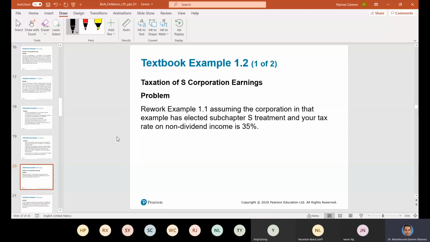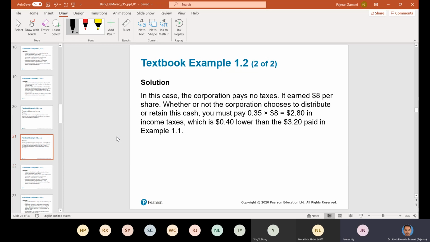Problem: rework Example 1.1, assuming the corporation in that example has elected Subchapter S treatment and your tax rate on non-dividend income is 35%. This is the solution. In this case, the corporation pays no taxes. It earned $8 per share. Whether or not the corporation chooses to distribute or retain this cash, you must pay 35% multiplied by $8, which equals $2.80 in income tax, which is $0.40 lower than the $3.20 paid in Example 1.1.